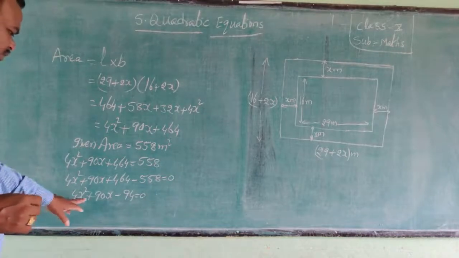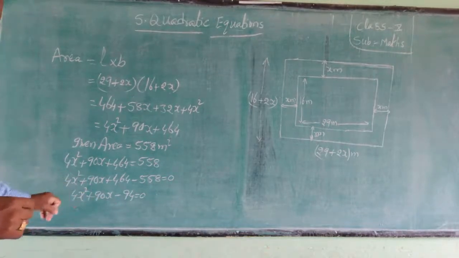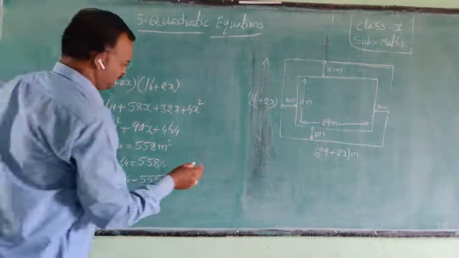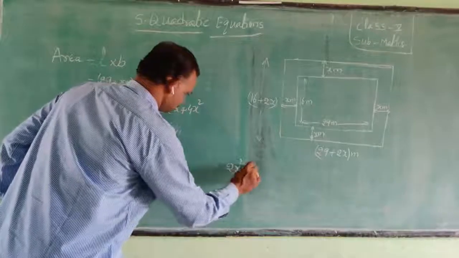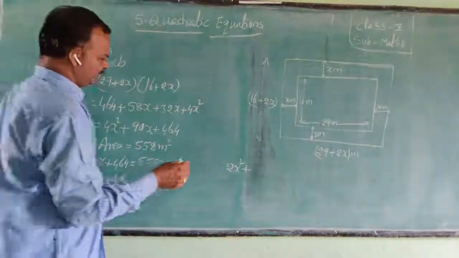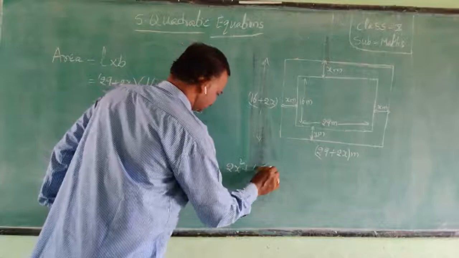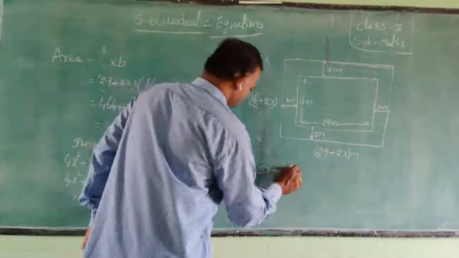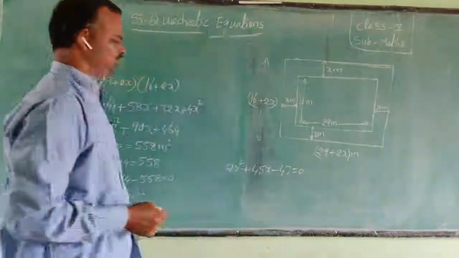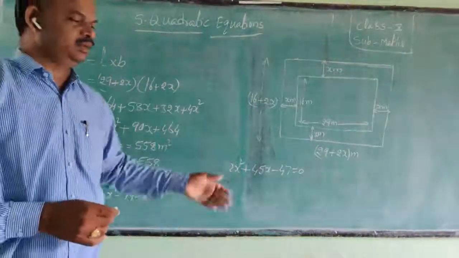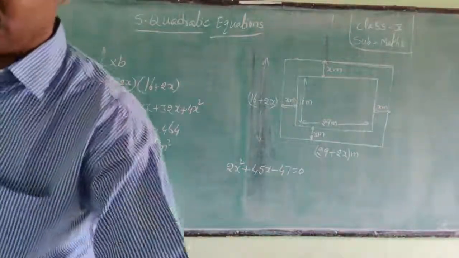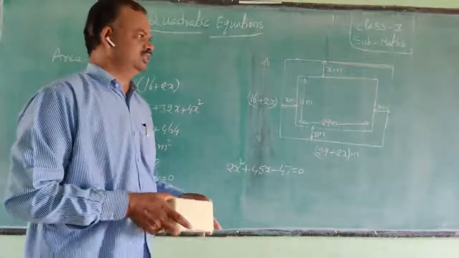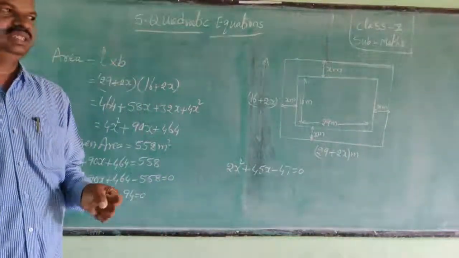Now, 2 cancels on all the terms, so we are dividing by 2: 2x square plus 45x minus 47 is equal to 0. This is called the quadratic equation.